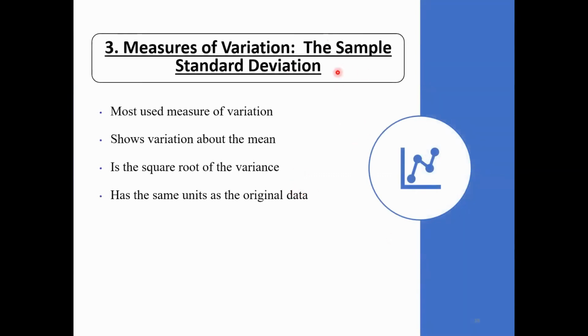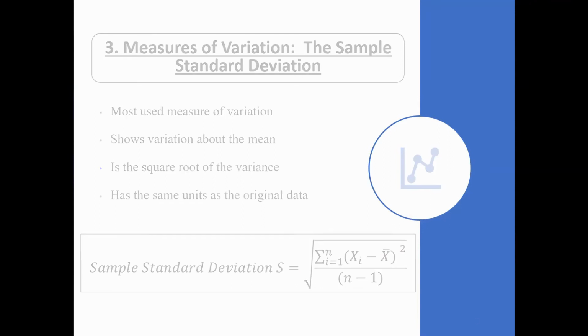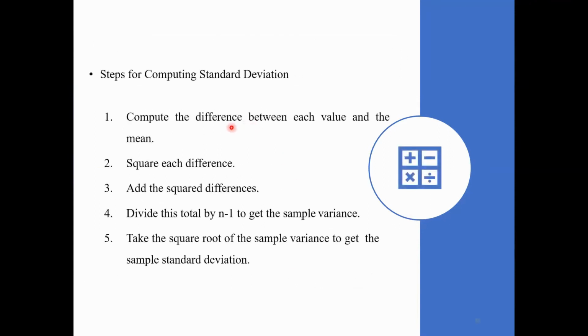The third measure of variation is the sample standard deviation. Very simple. You calculate the variance and you take the square root. Now here I have included that square, so you don't have to worry. This was what was missing in the previous slide. So what did I do? You simply calculate the variance and you take the square root of it. So these are the steps of calculating the standard deviation. Let's have a look at an example.